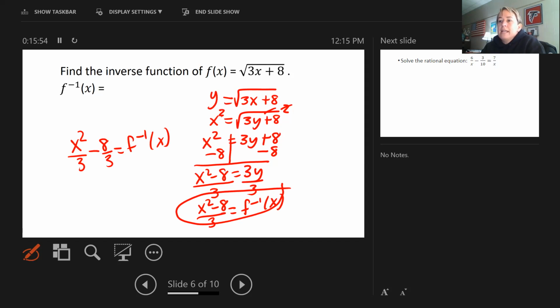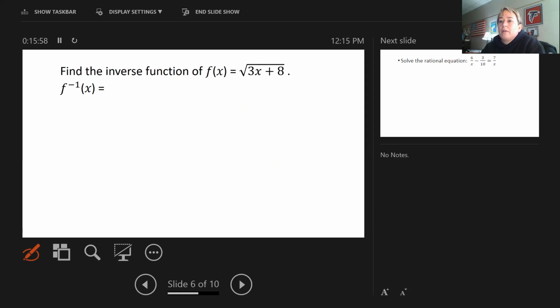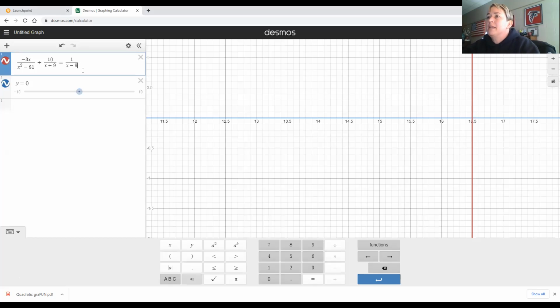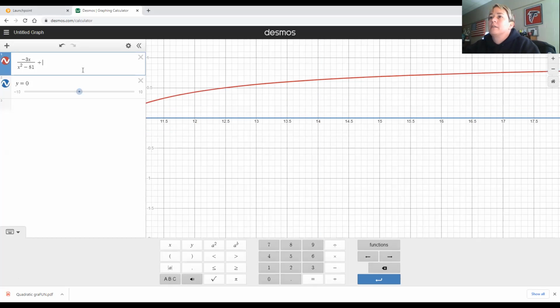Okay, the next one, we have to solve this rational equation. Before I would do that, the first thing I would do is go to Desmos again. When we go to do that, I'm going to go back up here and type in that next equation.